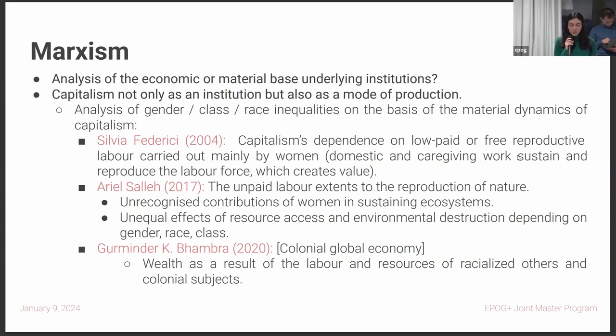For example, Silvia Federici theorized about the unrecognized and unpaid reproductive labor, which is carried out mainly by women, as you mentioned at the beginning. And Ariel Salleh, for her part, extended this dependence of capitalism on unpaid labor to the reproduction of nature. This process, she states, has differentiated social impacts, such as the unrecognized contributions of women in sustaining ecosystems and the unequal effects of resource access and environmental destruction depending on gender, race, and class. And finally, Gurminder Bhambra, even if she doesn't write about gender inequalities specifically, looks at race and colonial dynamics and points out that wealth is a result of the labor and resources of racialized others and colonial subjects.